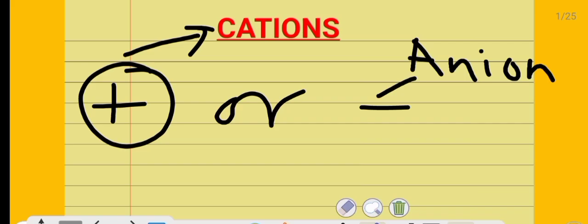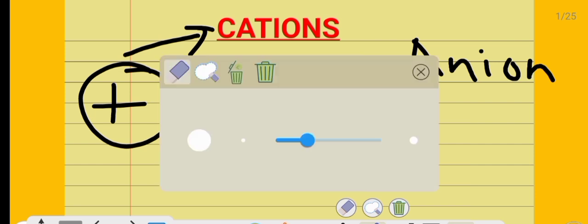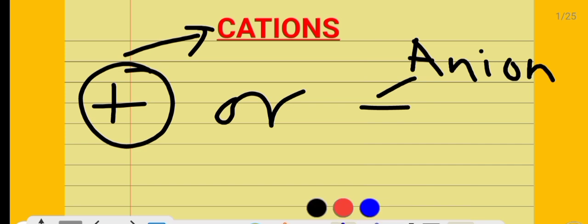Before we delve straight into cations, I want us to know that we are basically talking about ions, and ions are of two different types. Others are called cations, others are called anions. The difference is cations are positively charged, while anions are negatively charged, as you can see.